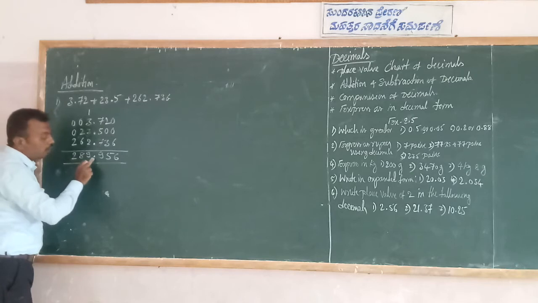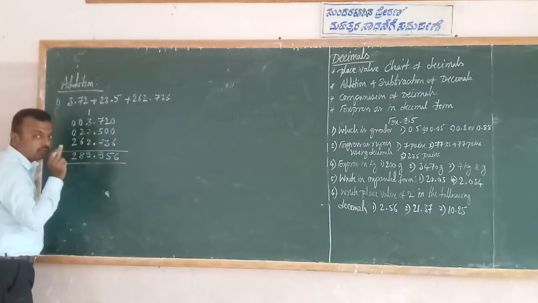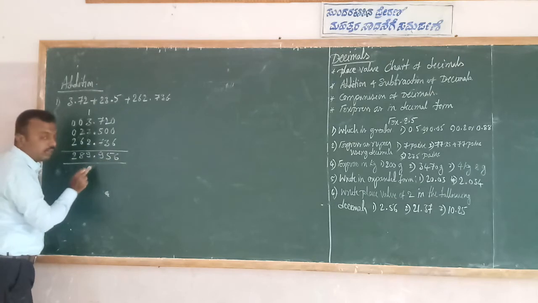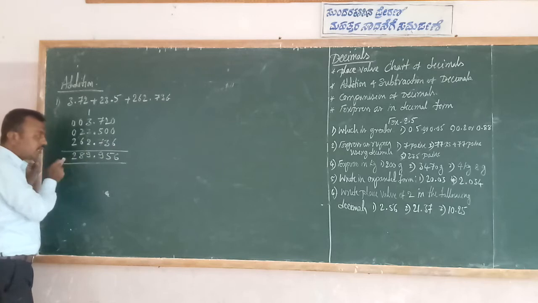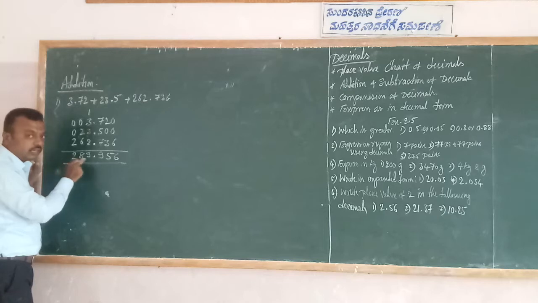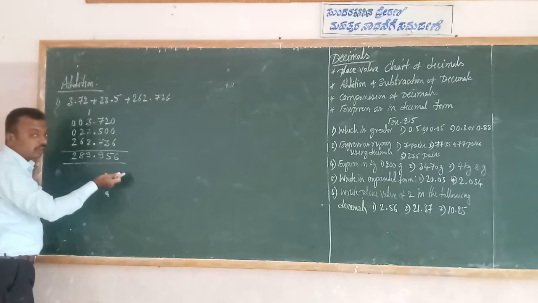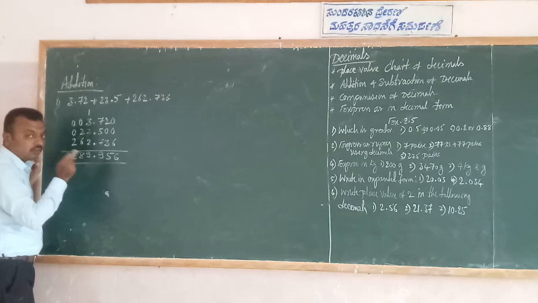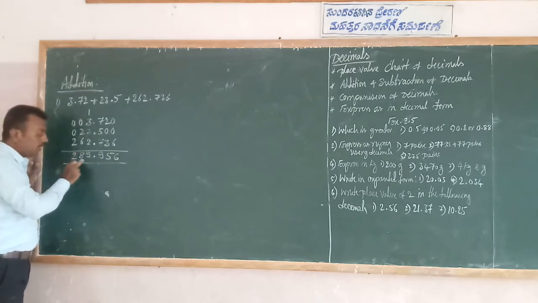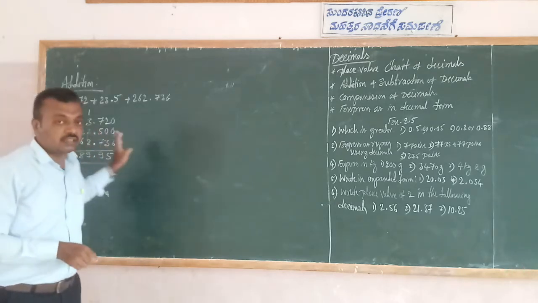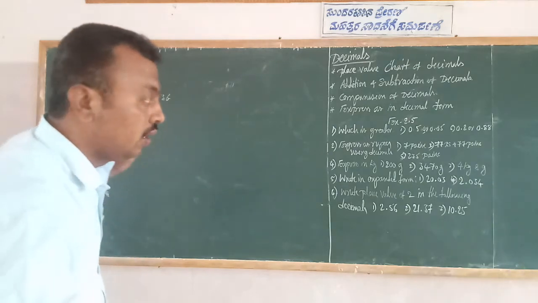289.956. See students, after the point you have to read the digits individually. 289.956 only we have to write. Left of the point you have to read it as a number, likewise. This is 289. But right of the point, the digits you have to read individually. Somebody is saying 289.956 as nine hundred fifty-six, it is wrong. So 289.956 only, you have to read it digit by digit. Okay. Yes, this is the addition. Can you understand the additions of decimals? Likewise subtractions.